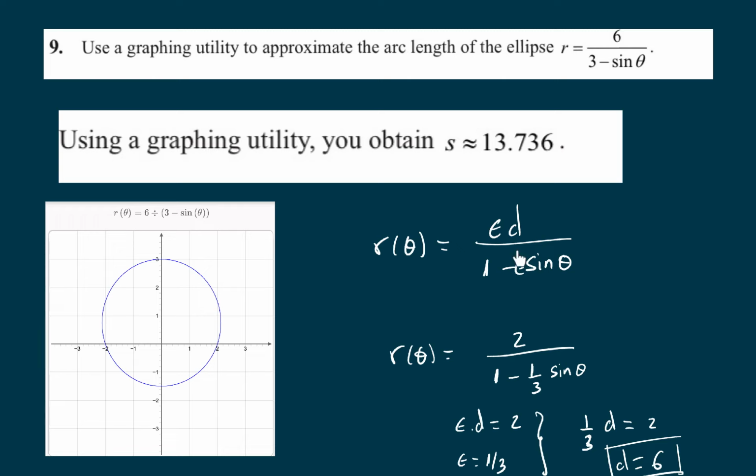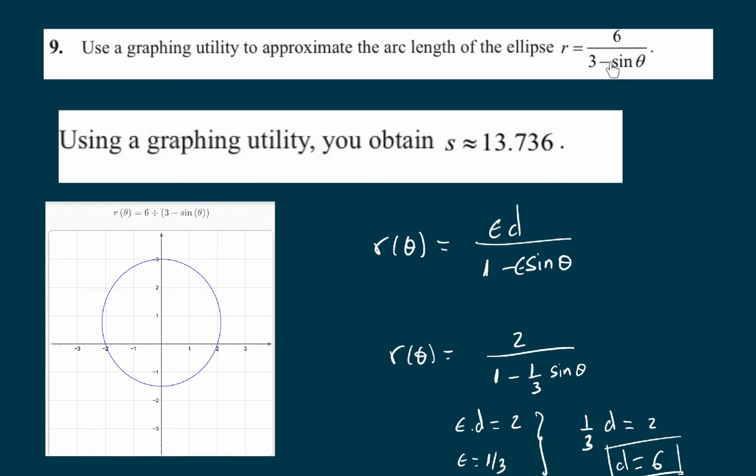To compare this equation with that equation, I need to get a 1 here. So I will divide the whole equation by 3. If I divide by 3, 6 divided by 3 is 2, 3 divided by 3 is 1, so I got the 1.